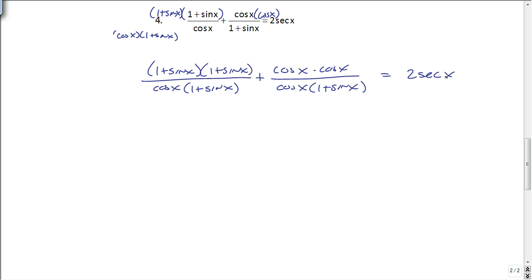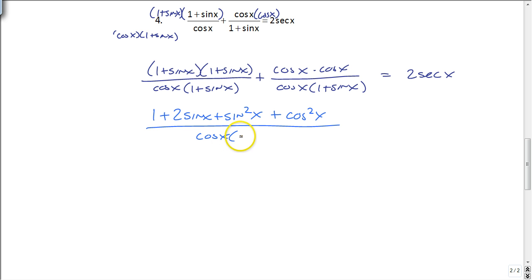Now, resist the urge to cancel things, because we just put them there. You can't put them there and then cancel them. So what you want to do now is FOIL the top. If we FOIL this, we are going to end up with 1 plus 2 sine x plus sine squared x plus, and then we're going to multiply the top here, and we're going to get cosine squared x. Now, of course, since we're adding this, this is all over cosine x times 1 plus sine x.